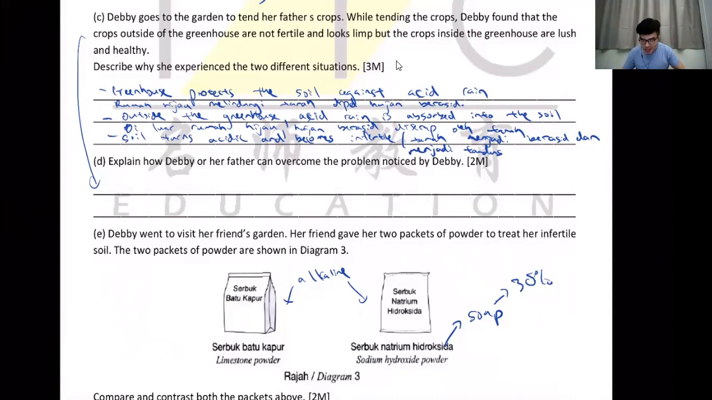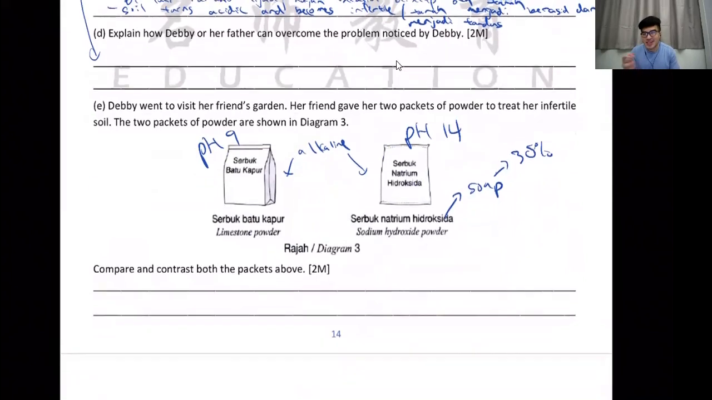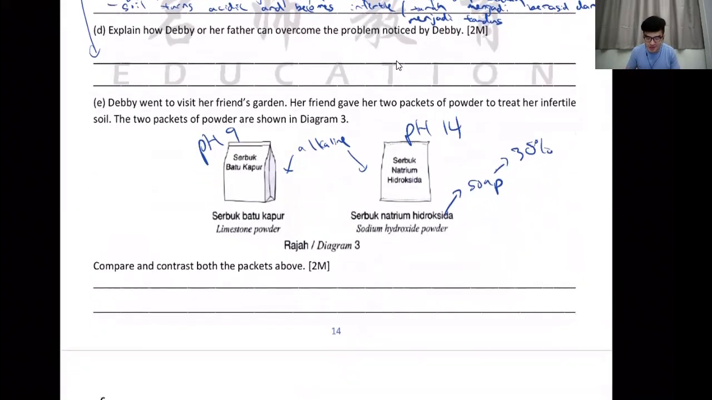So we don't use this thing on soil. If you want to neutralize soil, limestone is enough. This is like pH 9. It's enough, because acid rain is only a weak acid. This guy is pH 14. You're going to corrode your plant. Nothing can survive there. So that's a little bit overdone lah.